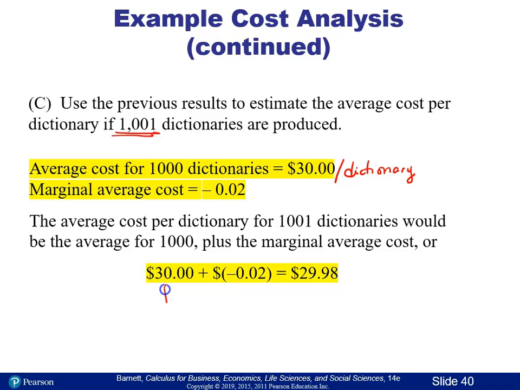So basically, this is your average cost, and again, that's specific to producing 1,000 dictionaries. And this is your marginal cost, your marginal average cost. It's kind of hard to get all the words in there.